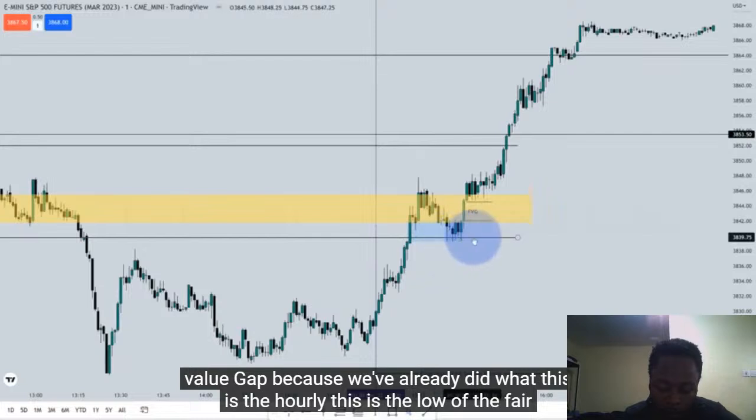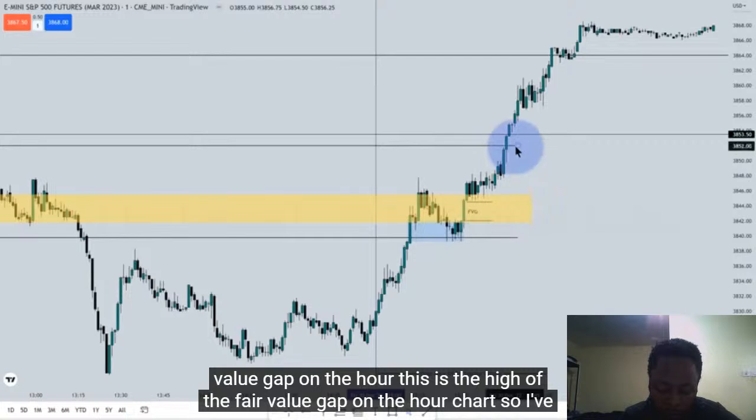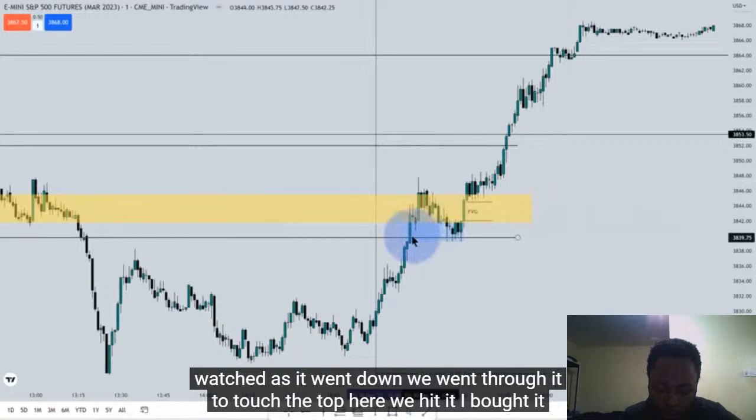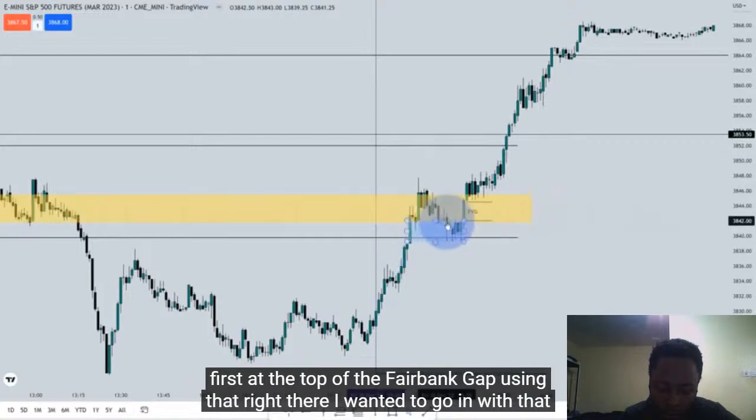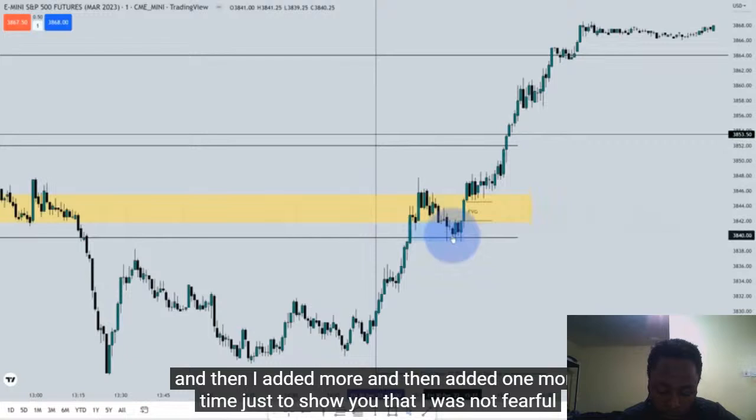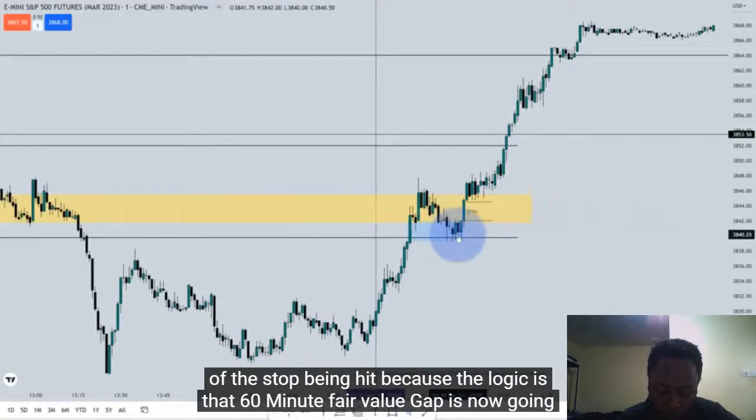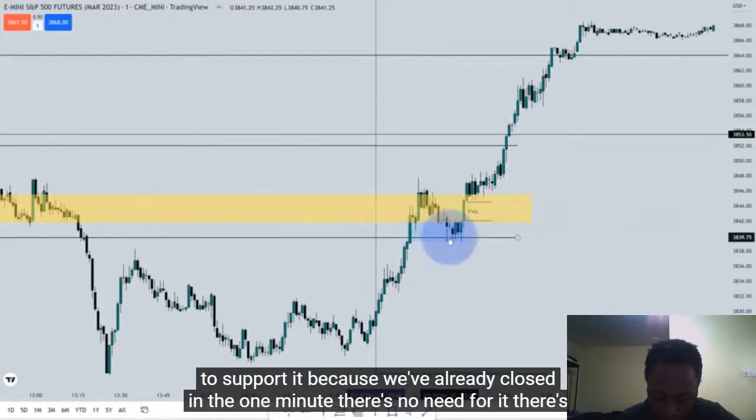This is the hourly. This is the low of the fair value gap on the hour. This is the high of the fair value gap on the hour chart. So I watched as it went down. We went through it to touch the top here. We hit it. I bought it first at the top of the fair value gap. I wanted to go in with that, and then I added more, and then I added one more time, just to show you that I was not fearful of the stop being hit, because that 60-minute fair value gap is now going to support it, because we've already closed in the 1 minute.